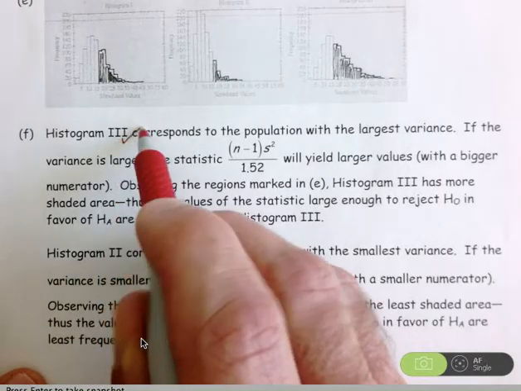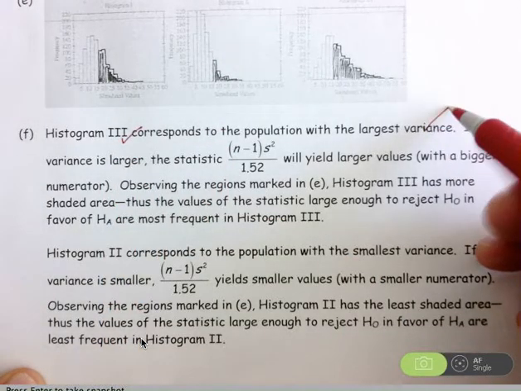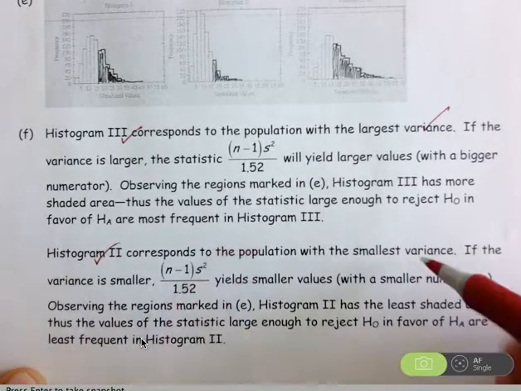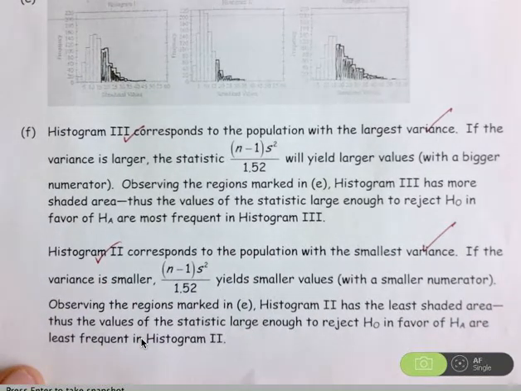Corresponding the histogram to the one that has the largest population variance, and the histogram to the one that has the smallest variance, that gives you a partially correct answer. But then you have to link back to part E. And in part E, what you are doing is you are shading in the regions where the statistic is large enough to reject the null hypothesis. So your observations here also have to link back to this notion of rejecting the null hypothesis. That's part of the context of this question. So hope this has been helpful.